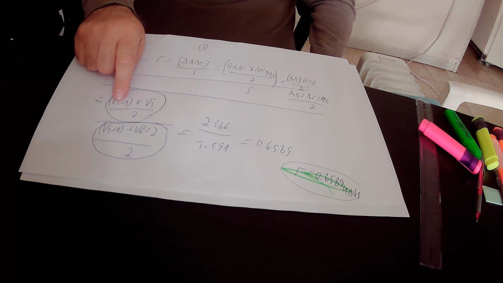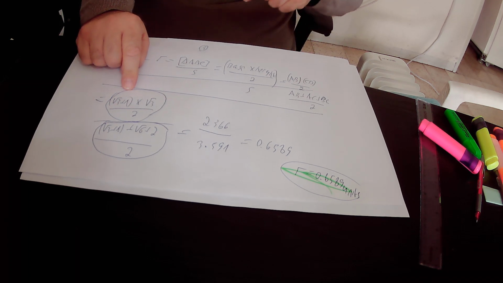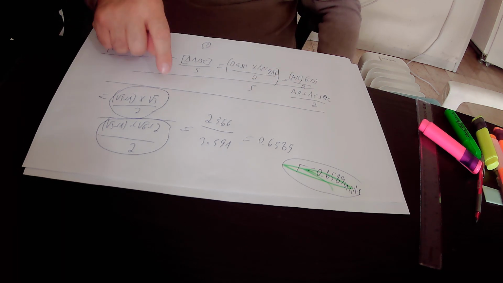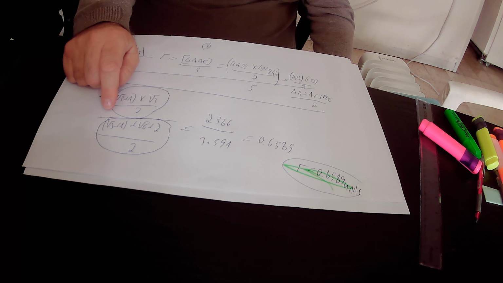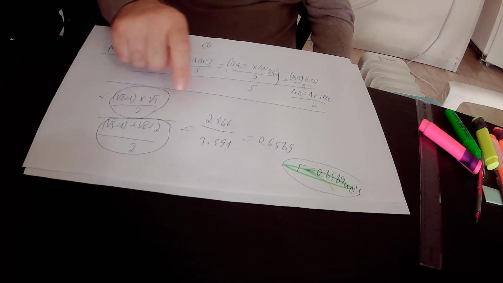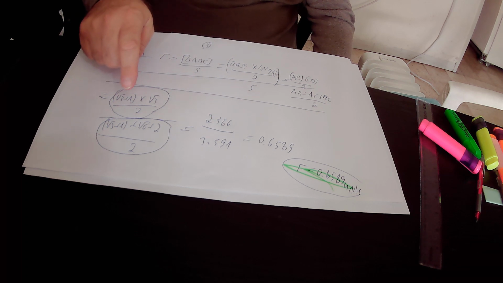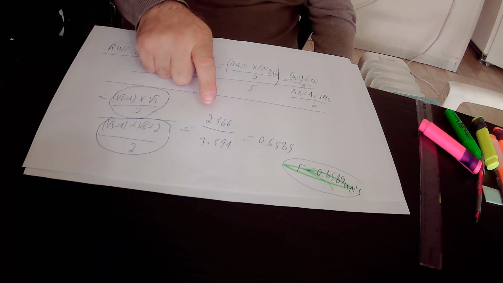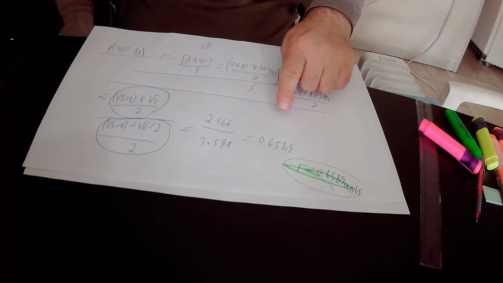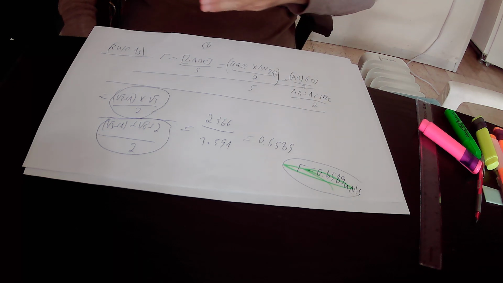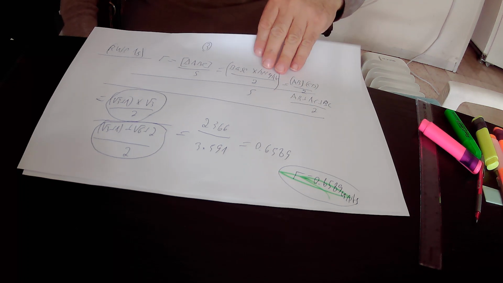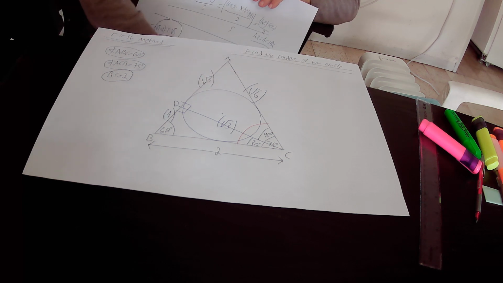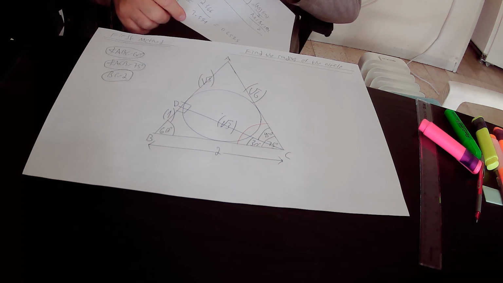So the value of this expression is actually the area of triangle ABC, which equals 2.366 square units. And the value of this expression in total equals 3.591. That's actually the semi-perimeter of the same triangle, triangle ABC. And 2.366 over 3.591 equals 0.6589 units. That is actually the radius R of the circle described by triangle ABC. So the radius R of this circle equals 0.6589 units.